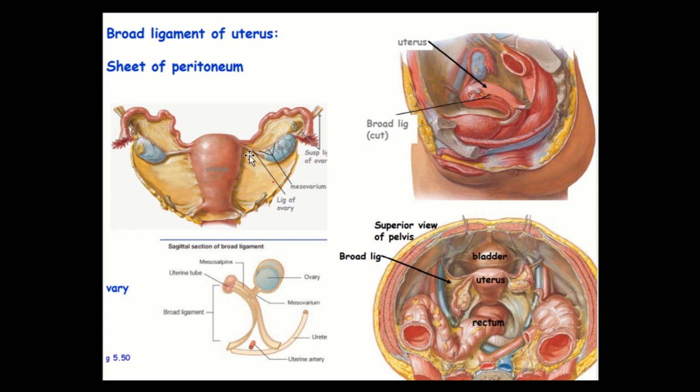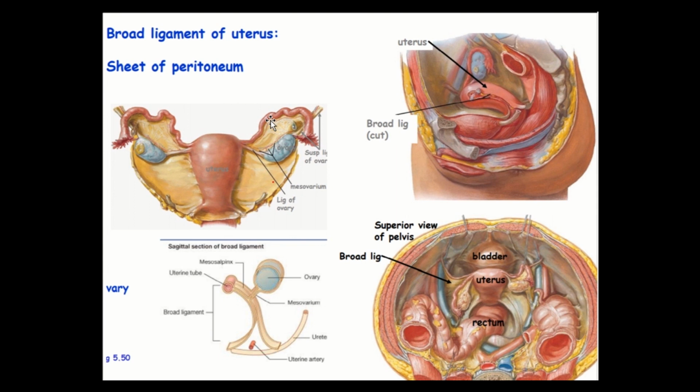The upper margin of the broad ligament is free and it contains the uterine tubes or the fallopian tubes inside it. The broad ligament contains various nerves and vessels going to and from the uterus between its different layers, and also contains the ovary inside it and the uterine tubes, as we just mentioned.